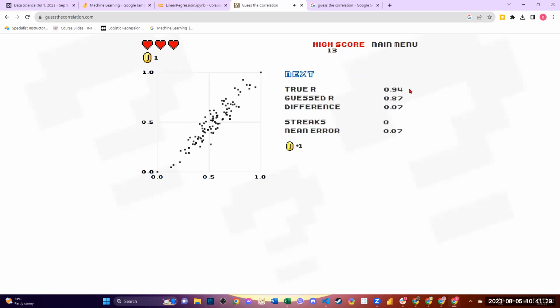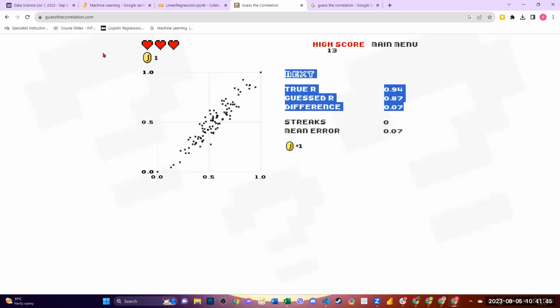The true R is 0.94, and the difference is just 0.07. Our guess R is 0.87. So we're close, around 0.07. Very good. We did not lose any heart.